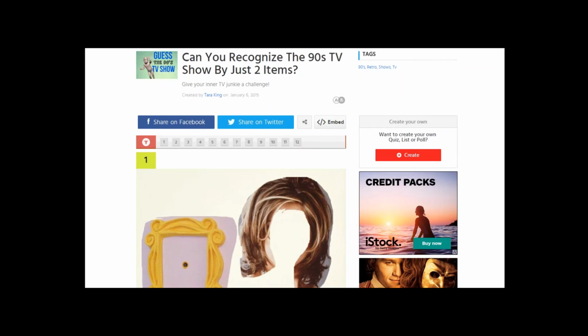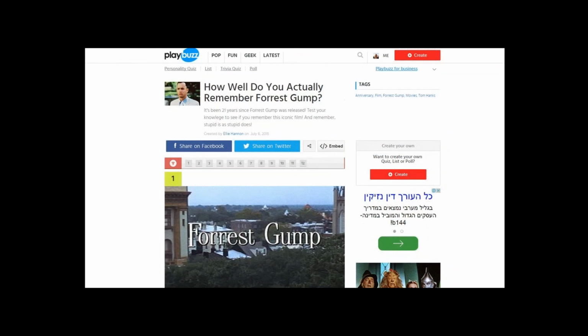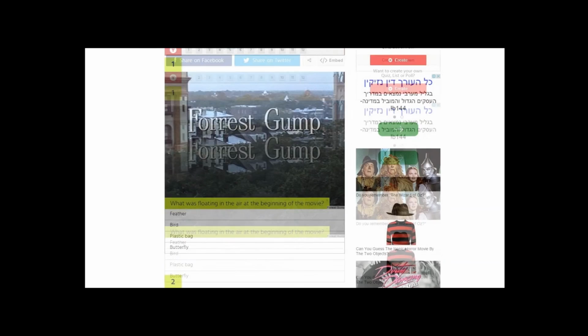So you can really have a broader outreach and a bigger audience when you utilize the trivia format in this way. Here, of course, from the Fresh Prince of Bel-Air, we have Will's hat and Carlton's shirt and sweater. Immediately, we're thinking about the show. It's bringing back memories. We're having a nostalgic experience. How well do you actually remember Forrest Gump?